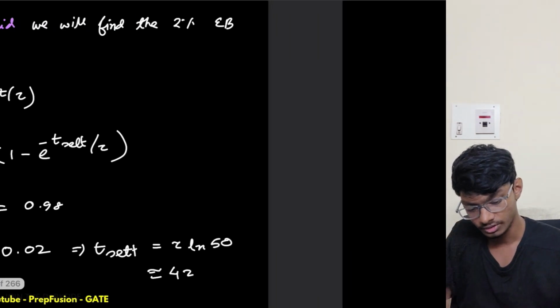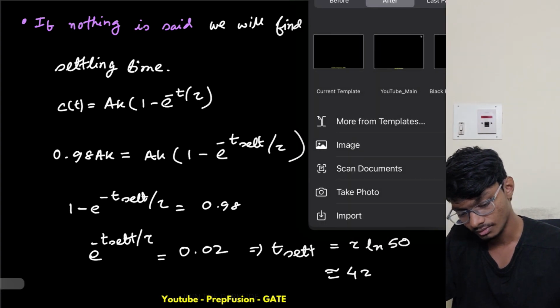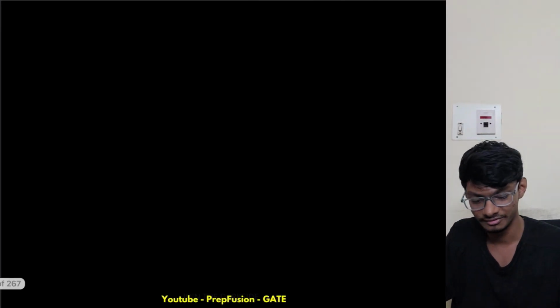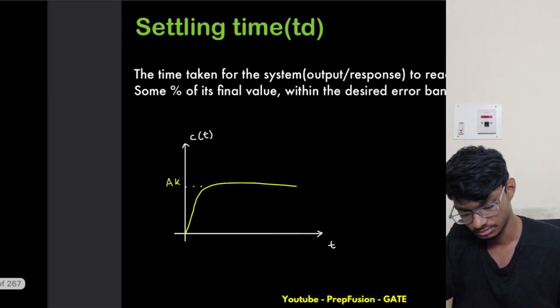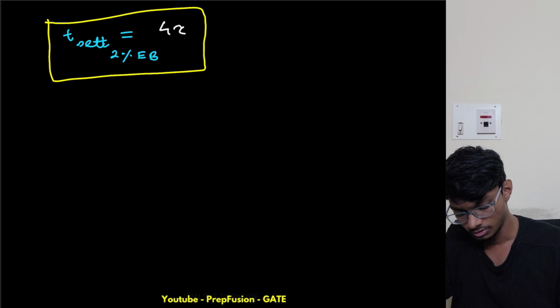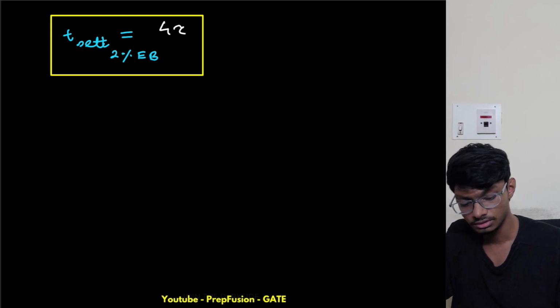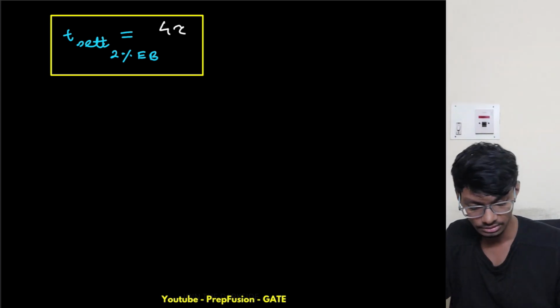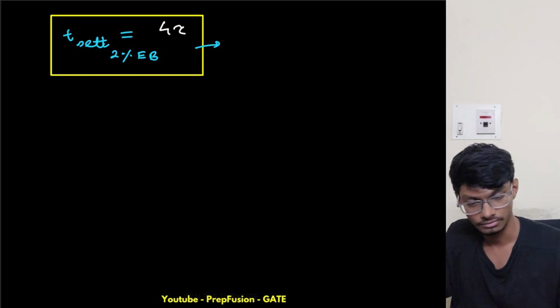So this one you have to remember, like we anyways remember this, right? This is the basic one. T settling, for the 2% error band, equals 4 tau. Okay, now if you do the same for the 5% error band, what do you get? This is the default parameter. By default we'll choose this one.